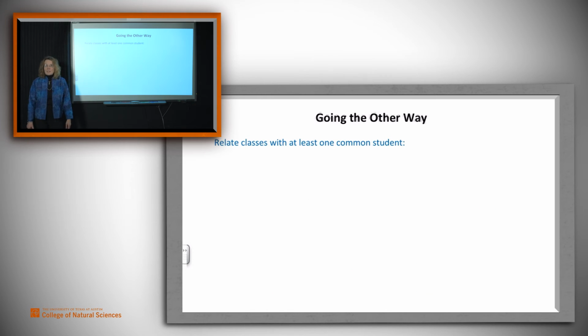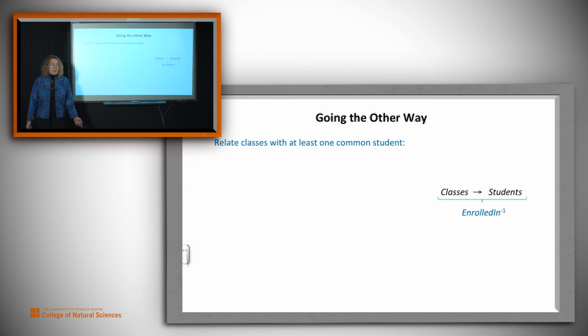Now let's go the other way. Suppose we want to relate classes that share a common student. For example, such pairs of classes cannot have their final exam at the same time. So we've still got enrolled in and enrolled in inverse to work with.